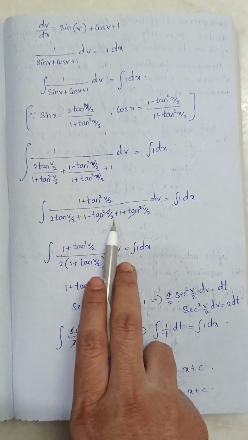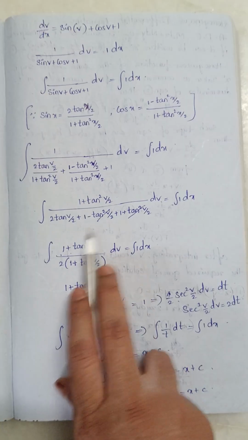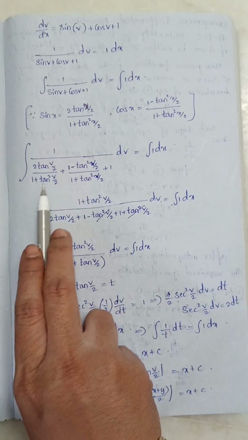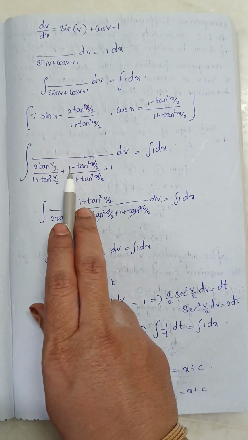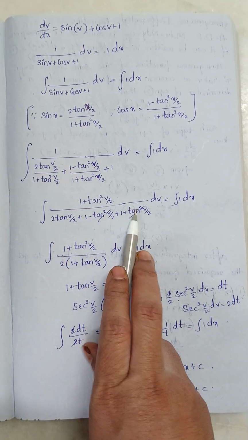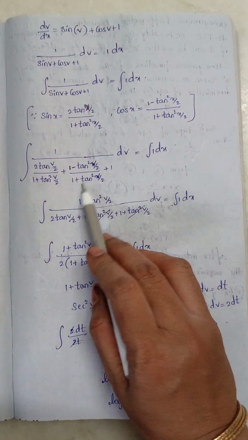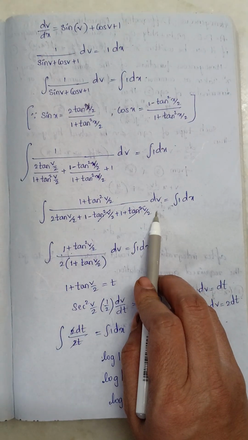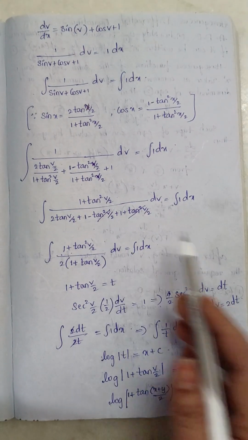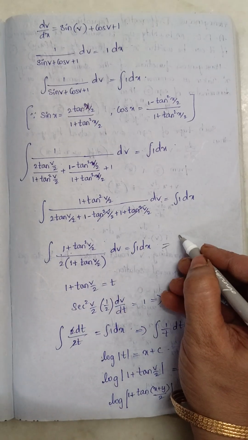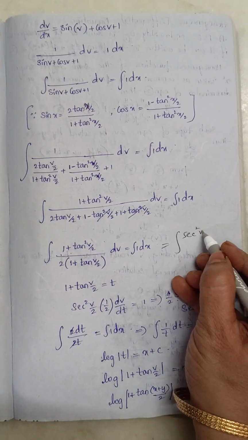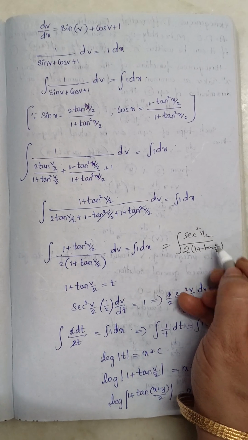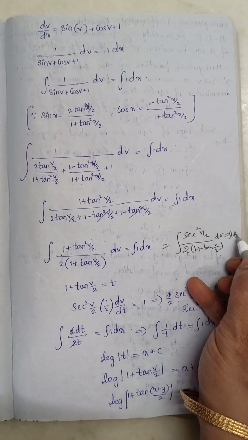Now take LCM as 1 plus tan square v by 2. Take this into numerator. Then it will be like this. Again this plus 1 minus tan square v by 2 here. Plus 1 into this term. So 1 plus tan square v by 2. Here these two get cancelled. And 1 plus tan square v by 2 is nothing but secant square v by 2. Right? So here integration secant square v by 2 by 2 into 1 plus tan v by 2 into dv equal to integration 1 into dx.